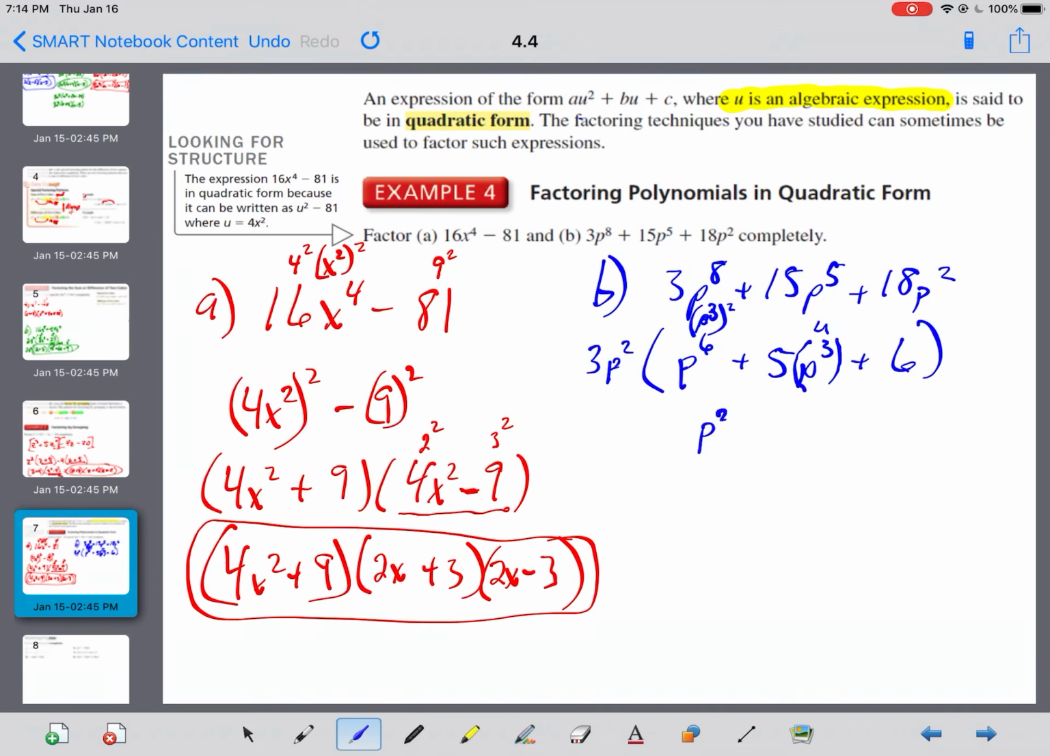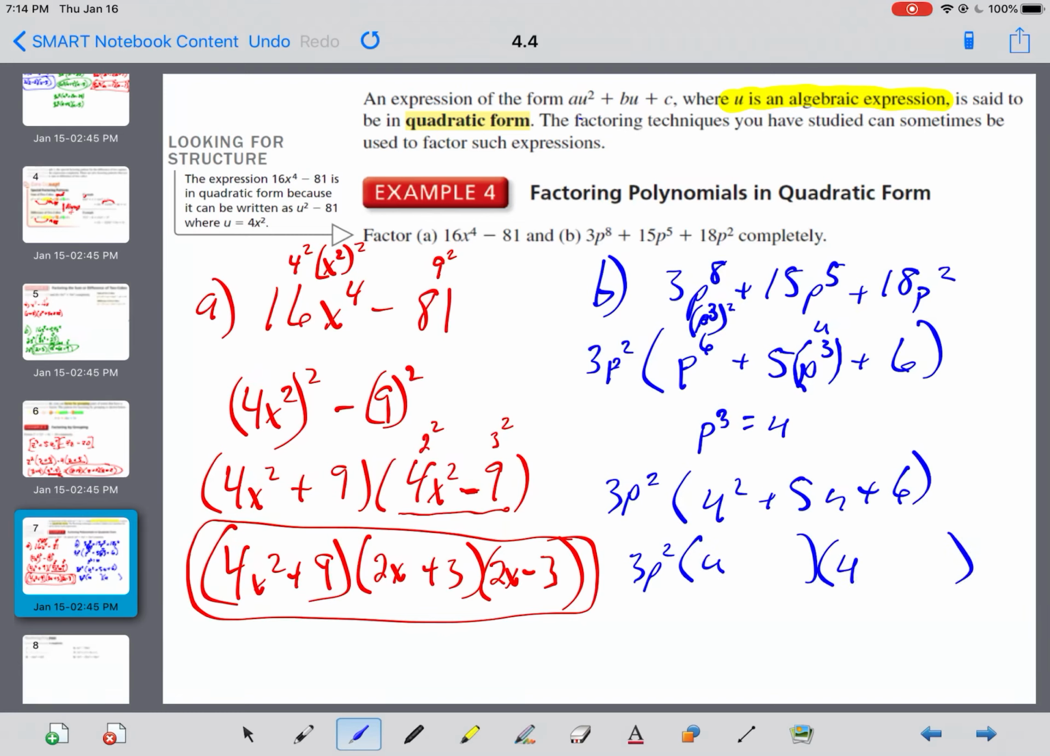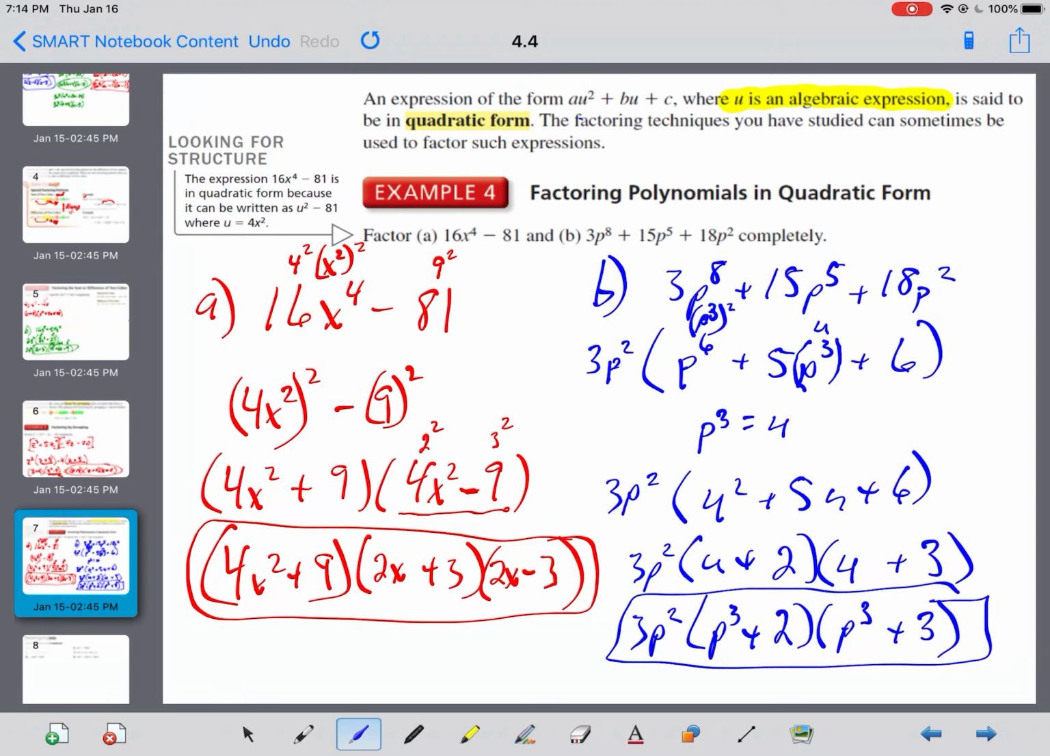That's like my u. So if I say p to the 3rd equals u, and then I do 3p squared u squared plus 5u plus 6, I can now factor that. 3p squared, each one gets a u. Factors of 6 that add to 5, 2 and 3, both positive. And now all I do is just replug what u was equal to. 3p squared, p cubed plus 2, p cubed plus 3. Those are not sums of cubes, so I am finished there.